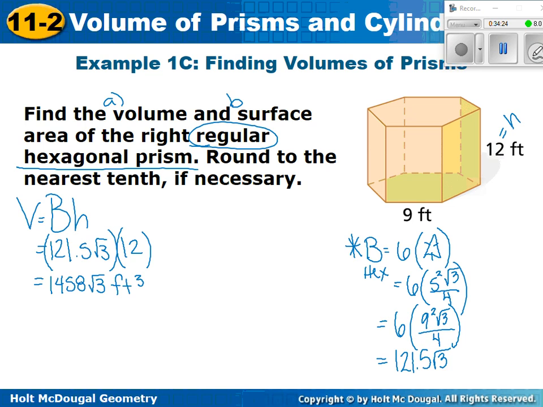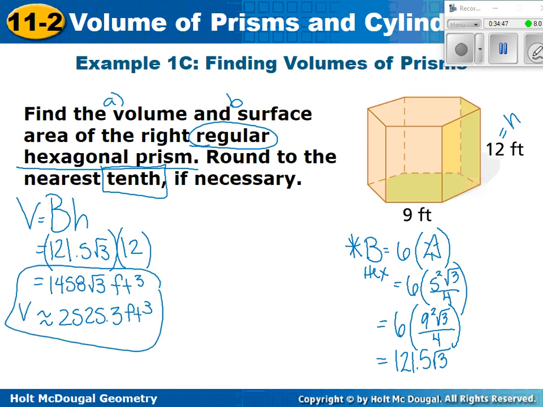Or we could type it all in and round it, so let's go ahead and do that too, just so you'll have it in your notes as well. So if you multiply that times the square root of 3, what do you end up with? Nearest tenth. Somebody agree with Peyton? 2,525.3 feet cubed. So either one of those would be our answer for volume, depending on if you left it exact or you rounded. Questions so far?